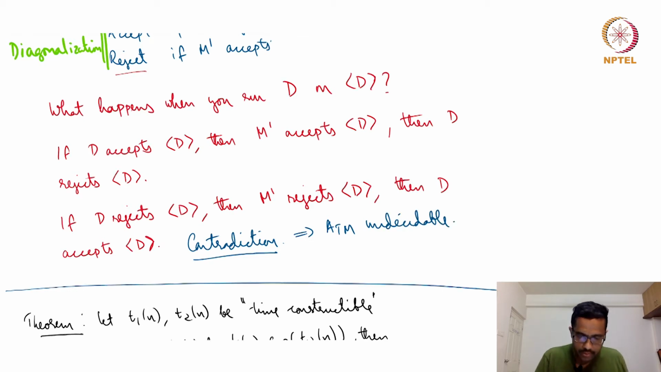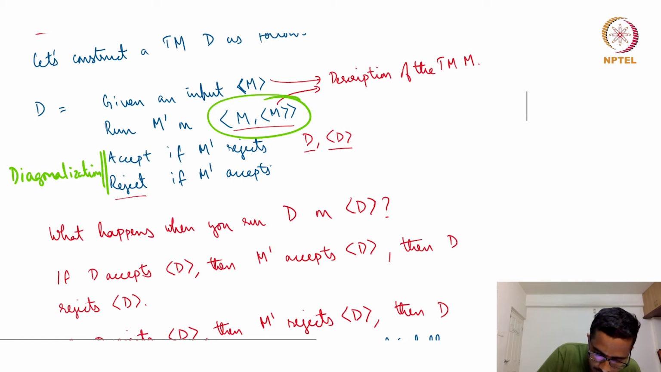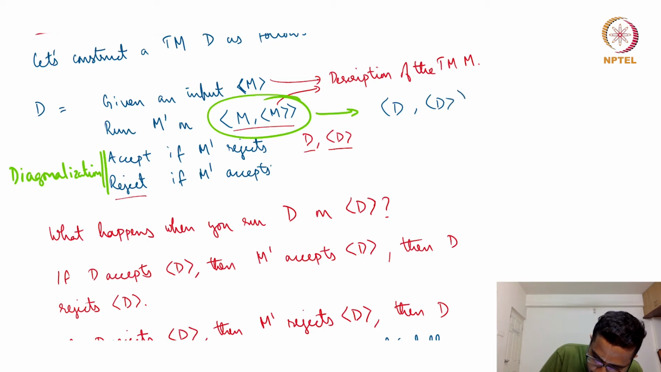Right? So just to quickly recap, D was to simulate M on its own description, or rather we ran M prime on M and its own description, and then we flipped the output. So when this M and M, the description of M, the part that I am circling in green, is replaced by D and its own description, then we go to a contradiction.